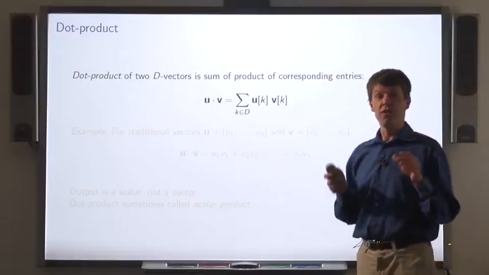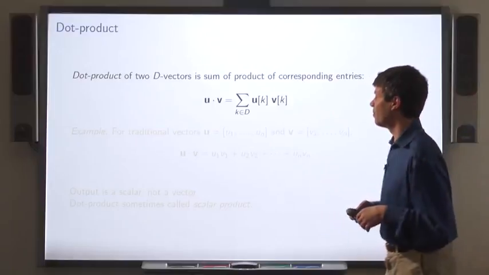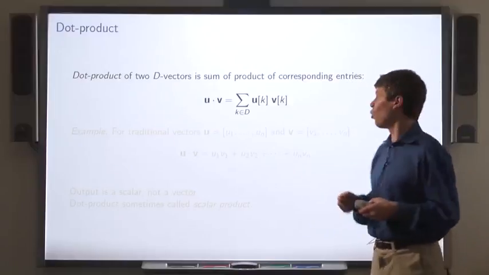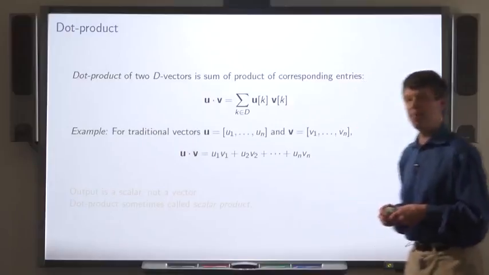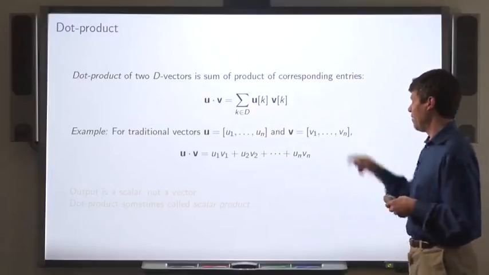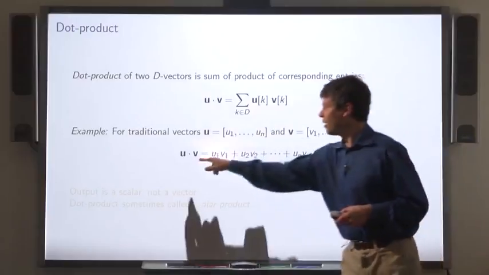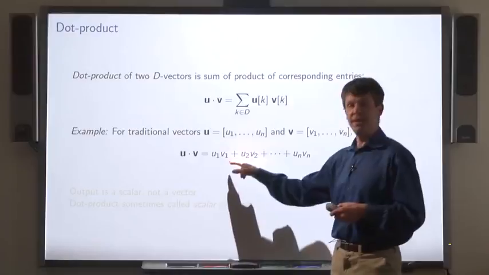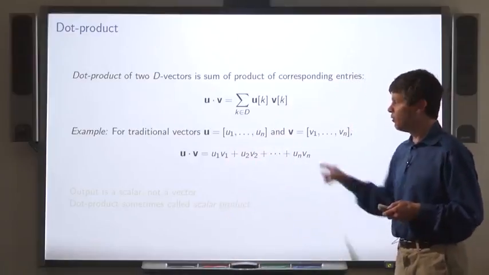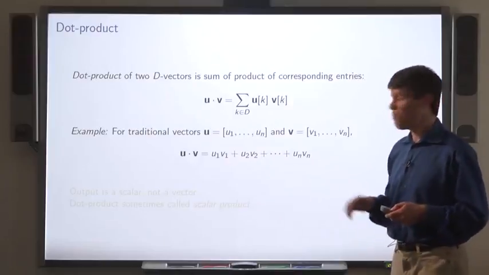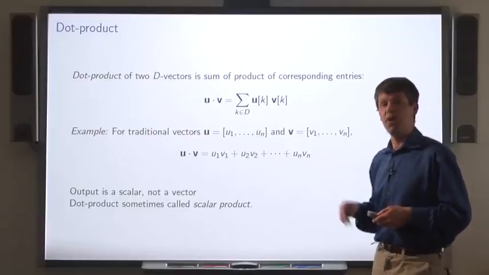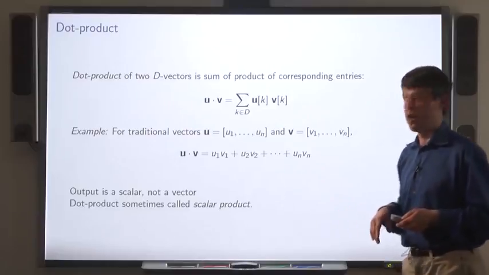Now I'll introduce another vector operation, dot product. The dot product of two vectors is the sum of the product of corresponding elements. So for example, with vectors represented as lists, u1 through un and v1 through vn, the dot product is the sum of u1 times v1 plus u2 times v2, and so on. Now notice that the output of dot product is a scalar, not a vector. For this reason, dot product is sometimes called scalar product.